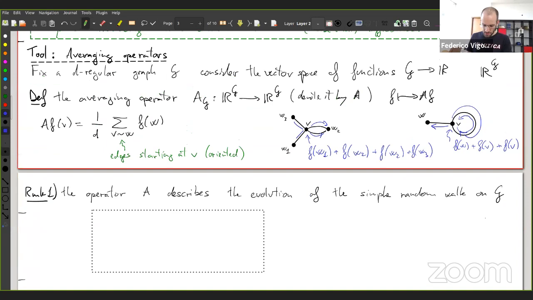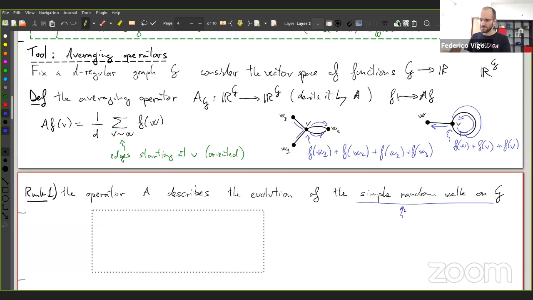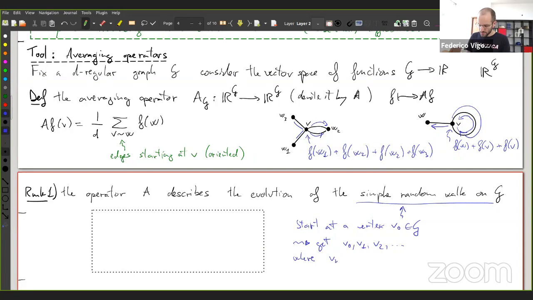The next remark is that this operator actually describes the simple random walk on the graph, where for the simple random walk we will use an informal definition. We start at the vertex v0, and then you start walking on the graph. So you get a sequence v0, v1, v2, etc., where the (k+1)th vertex is chosen uniformly at random among the neighbors of the kth vertex. Okay.